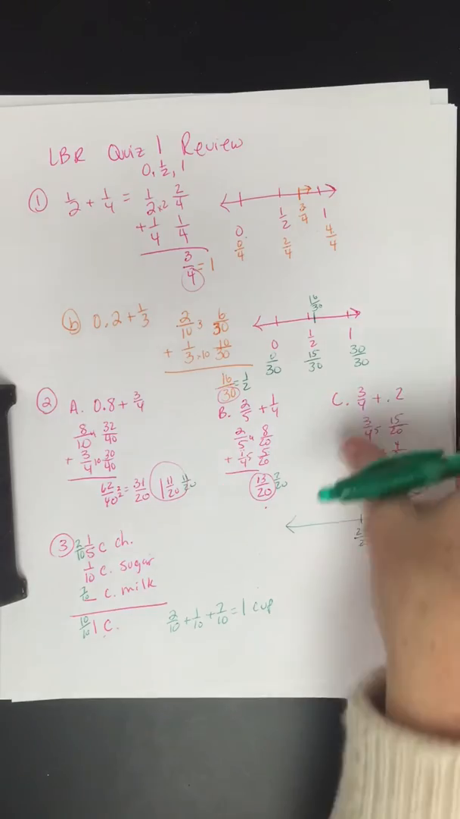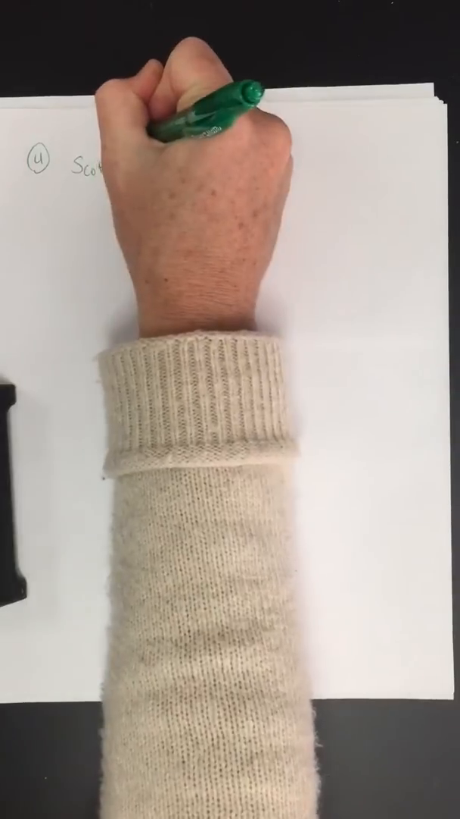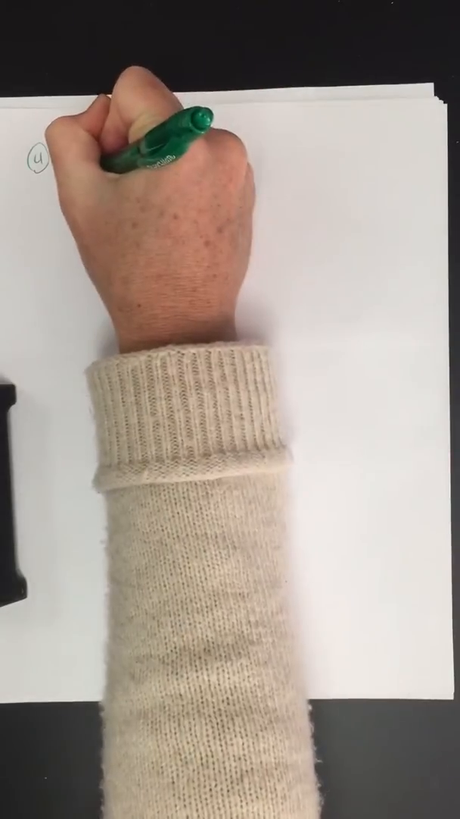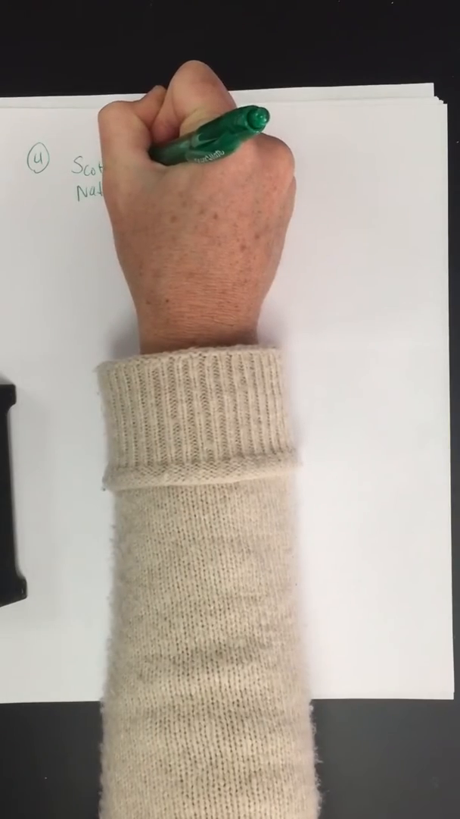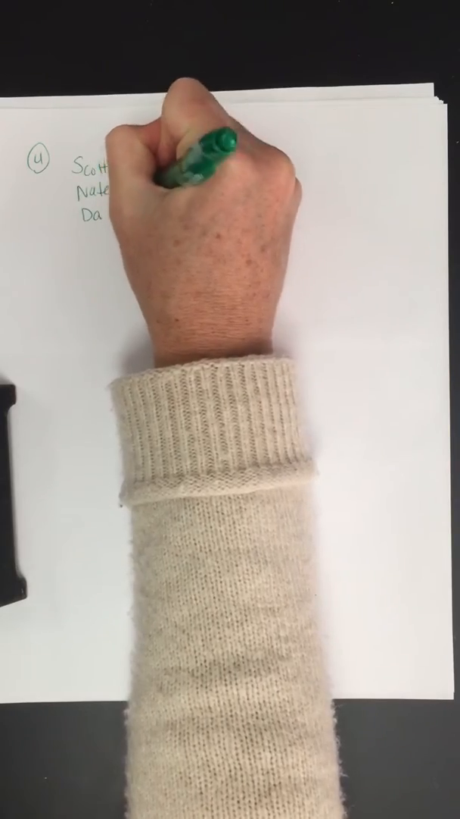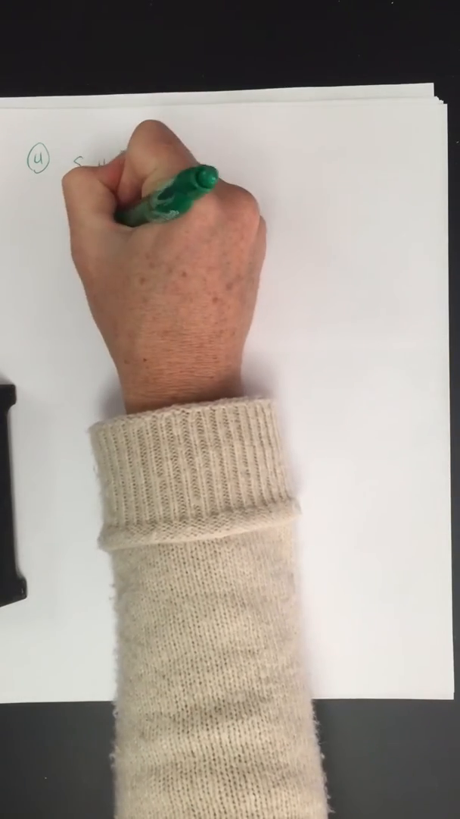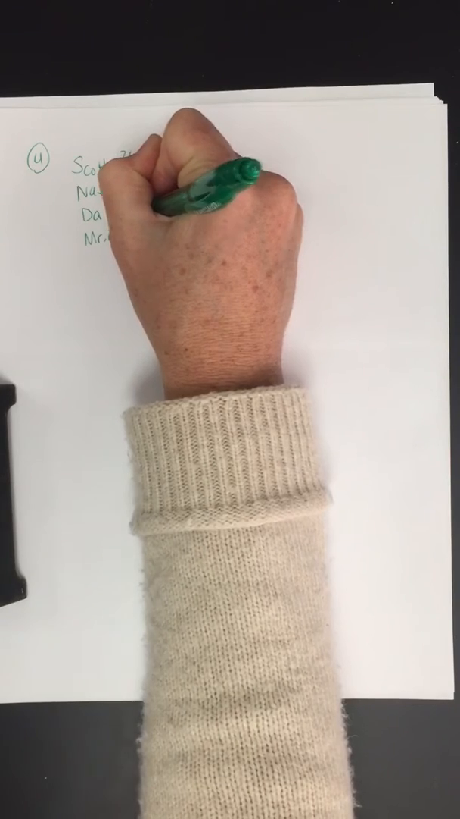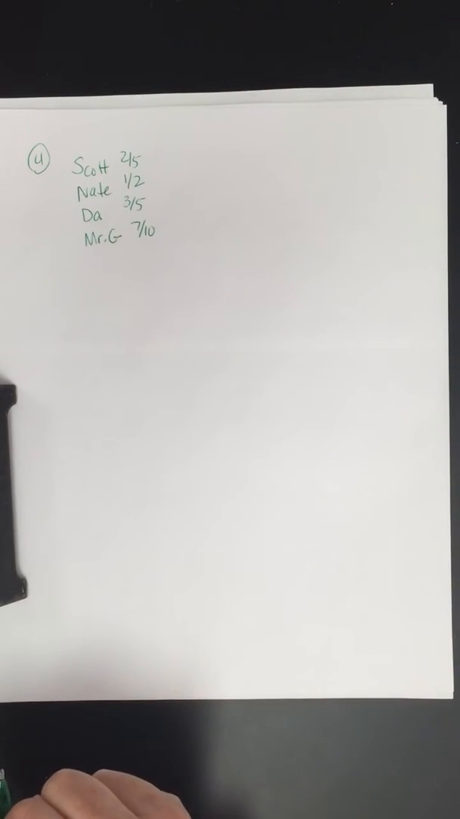All right, number 4. I'm going to get a new sheet of paper. Number 4 says, Mr. Gomez ordered 4 pizzas for some members of his cross-country team. The 4 of them ate the following amounts. Scott ate 2/5 of a pizza. Nate ate 1/2. DeWay ate 3/5. And Mr. Gomez ate 7 tenths. How many pizzas did they eat? Write a number sentence to support your answer.